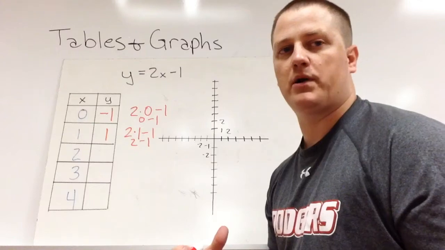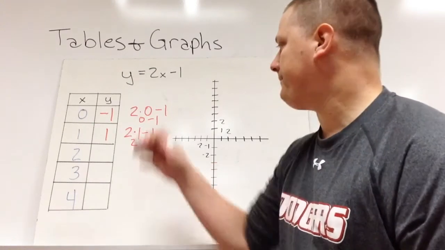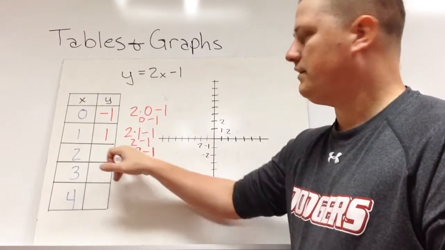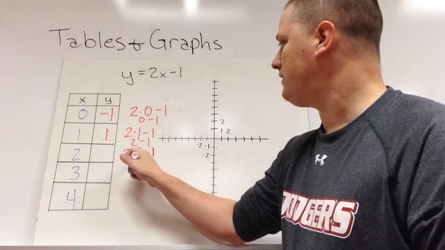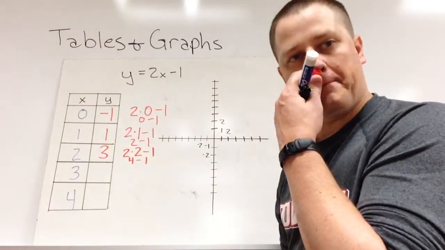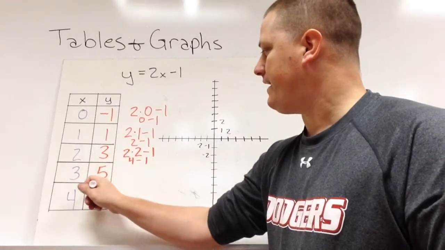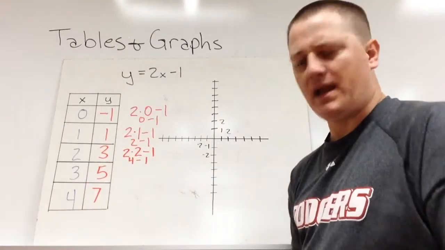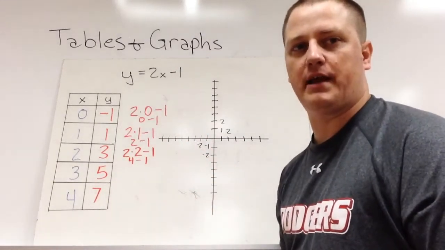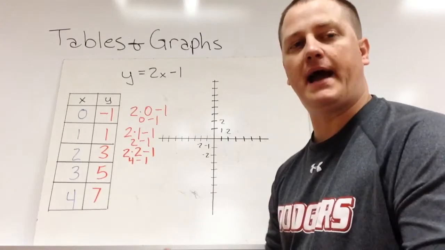Always do it at least one more time and confirm your pattern before using it. 2 times 2 minus 1. 2 times 2 is 4. Minus 1 is 3. So it looks like we're going up by 2's each time. So I'm going to go with 5 and 7 here. And now I'm going to graph these 5 points and see if there's a pattern that gets created. Maybe it's a line, maybe it's a curve. We don't really know until we actually graph it.